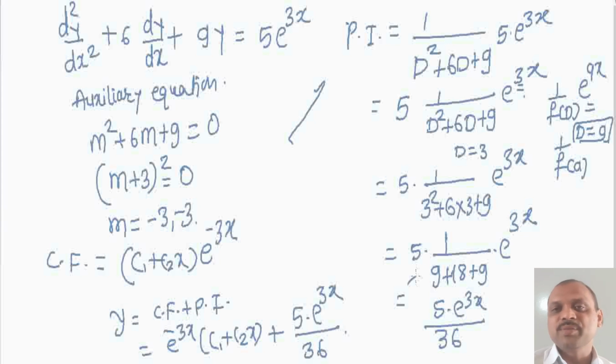The procedure is very simple. First find the complementary function and then find the particular integral. To find the particular integral, replace D by a. Then we will get the particular integral. So let us see one more example for this method.